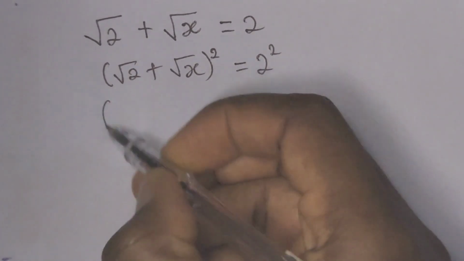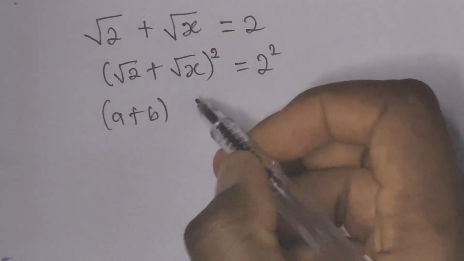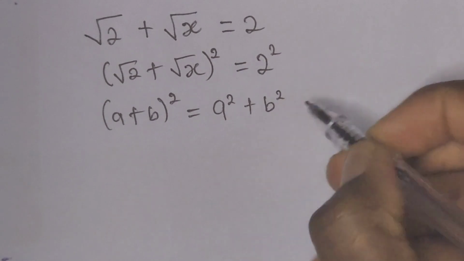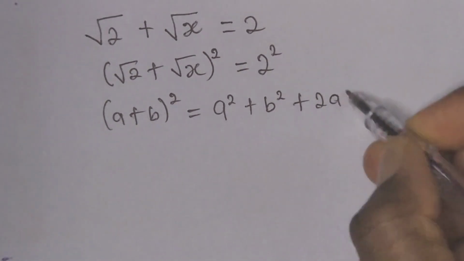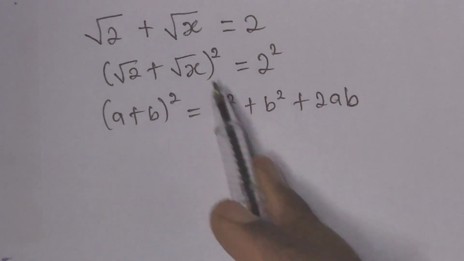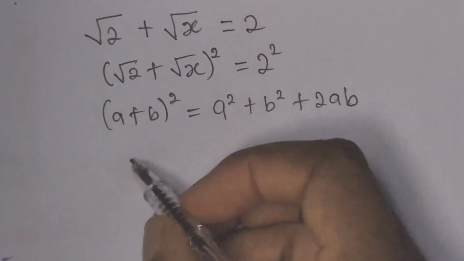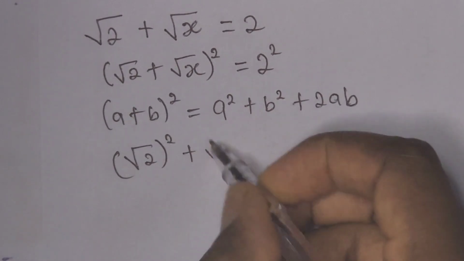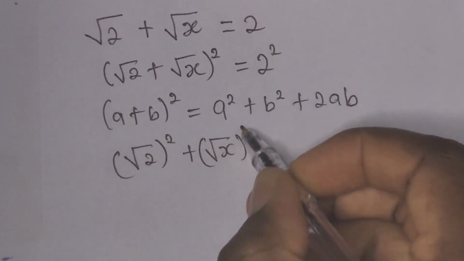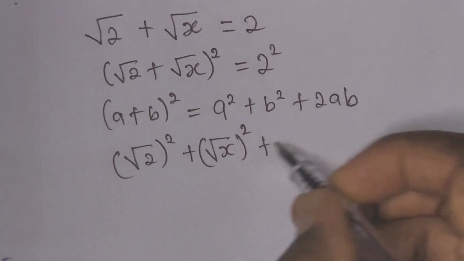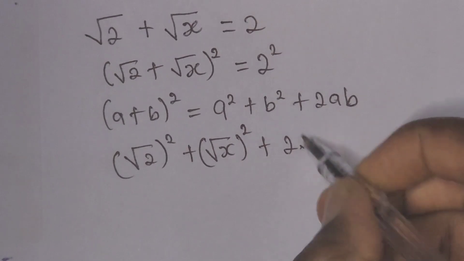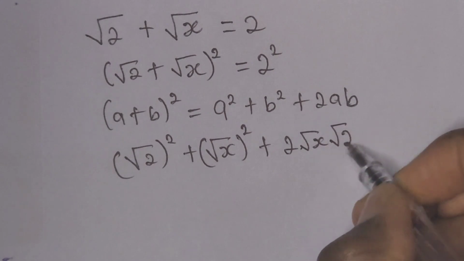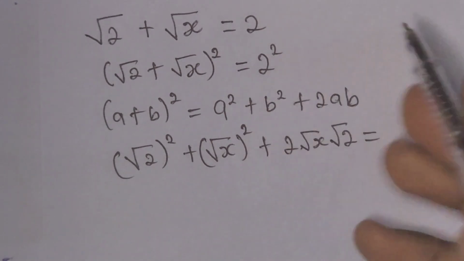But then we know that (a plus b) all squared equals a squared plus b squared plus 2 times a times b. So when we apply this here, we'll then have root 2 all squared plus root x all squared plus 2 times root x times root 2, all equal to 2 to the power of 2, which is 4.